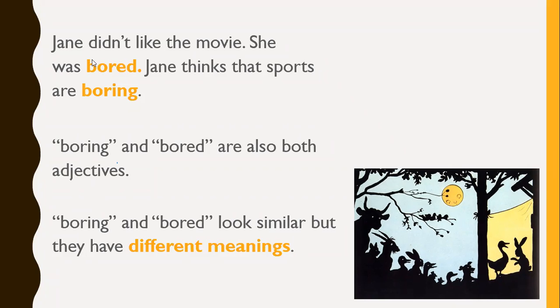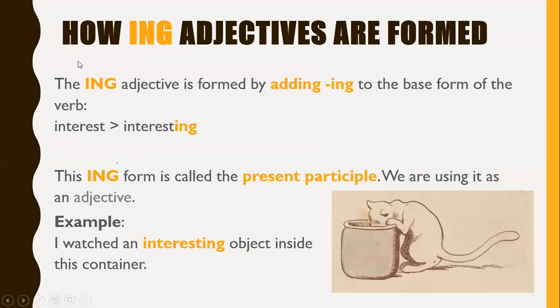Esto es como lo mismo. Nada más aquí nos daban este ejemplo. Esta descripción es la misma que ya tuvimos. So let's move on. Pero eso ya lo vimos, ¿verdad? Nada más aquí tenemos el ejemplo de Jane. But let's move on. So, how -ing adjectives are formed.